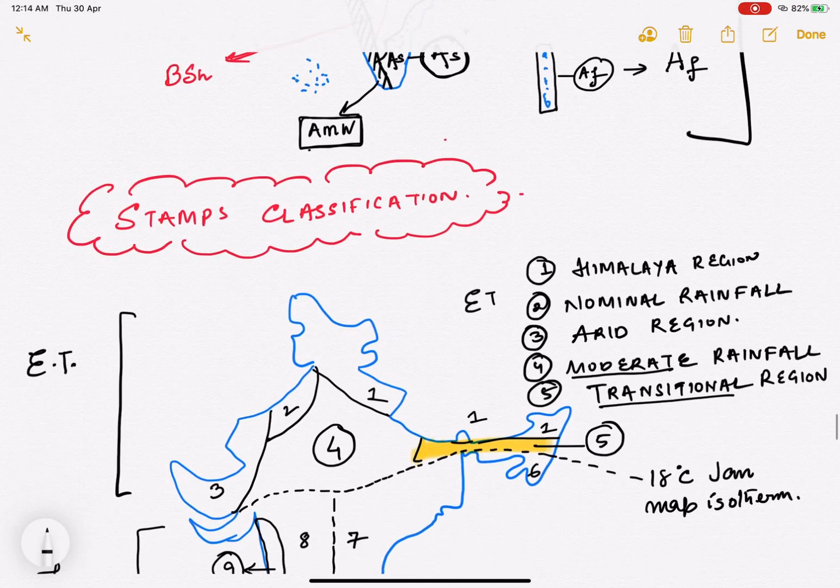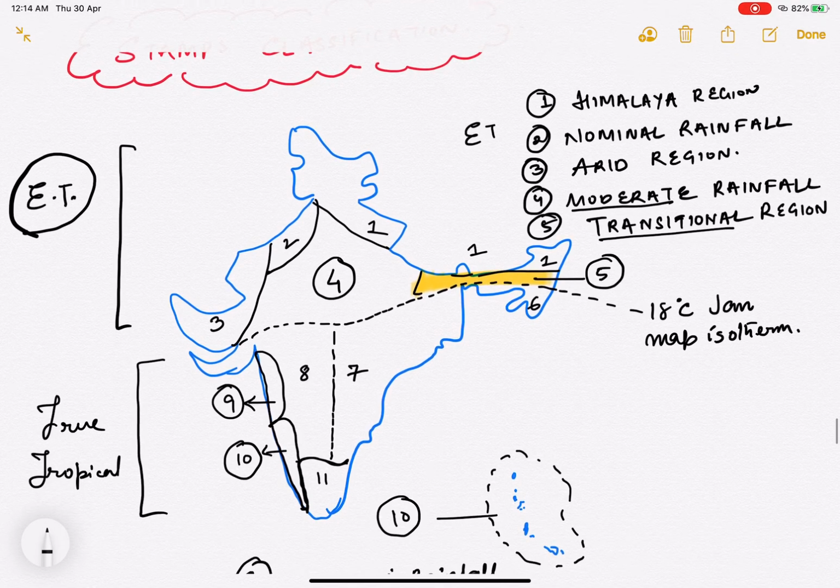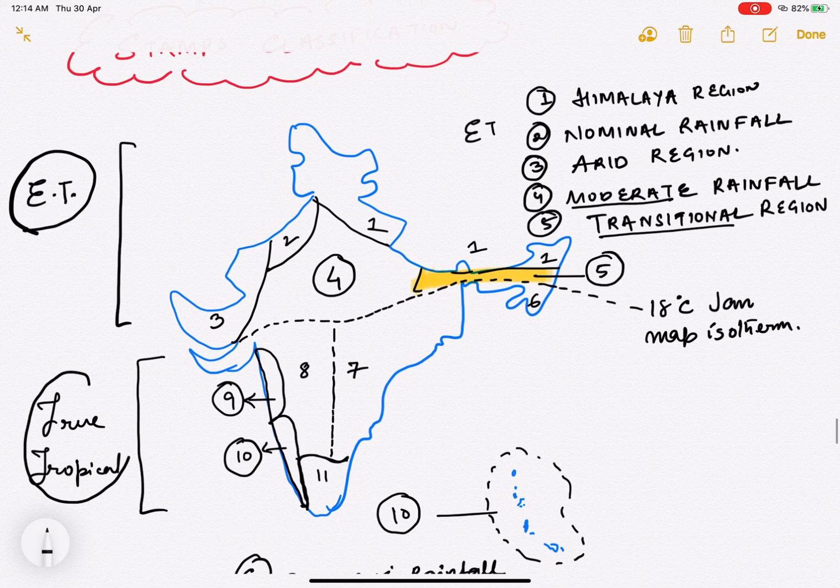Next, Stamp's climatic classification. This is one of the most important climatic classifications because it has practical usability, and it has been utilized by the government for understanding and analyzing climatic regions. Basically, I will divide the whole of India into two parts. One is the ET, that means extra tropical, and TT, that means true tropical. I hope you get the meaning of T.